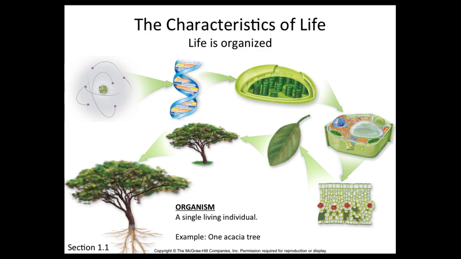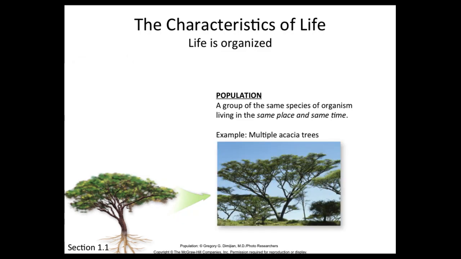Now we're looking at the entire tree, the above ground parts, but also the below ground parts, right? Because the tree has those roots to hold it in the ground and to help it absorb water from the ground so that it can do photosynthesis. So now we're going larger than an organism. Population is defined as a group of the same species of organism living in the same place at the same time. So now we've got a bunch of acacia trees growing in the African savanna. But it's just one single species of tree. It's not multiple species, just one.